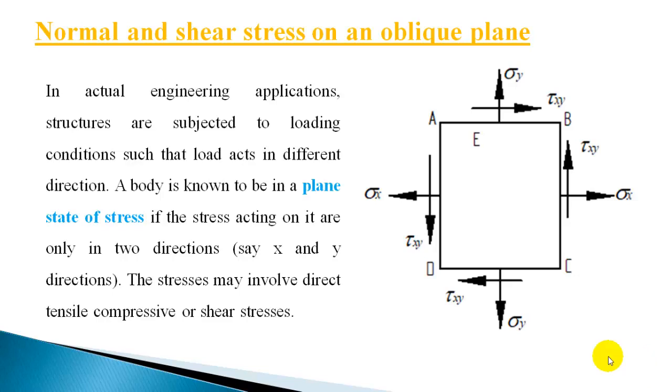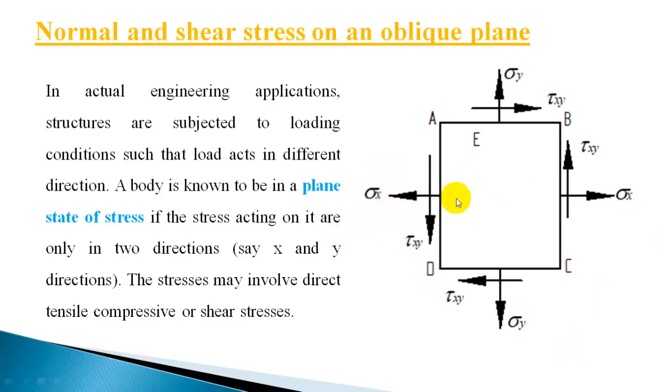If the body is subjected to stresses in two directions, that means loads acting in two directions, so let us say that the loads are acting in x direction and y direction, but no load in z direction. This kind of stress induced on a body is known as plane state of stress. So loads may act in x direction, y direction, but not in z direction. So this is known as plane state of stress.